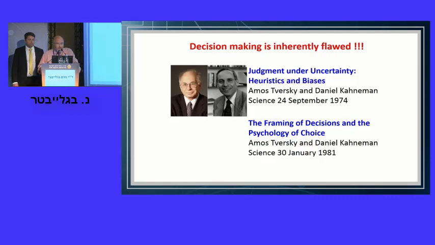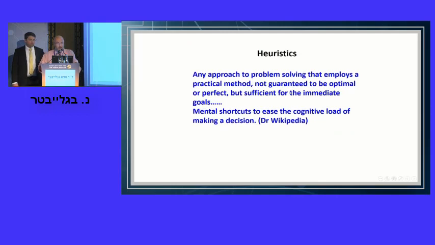So what they said actually is decision-making is inherently flawed by heuristics and biases. We all know what biases are. What are heuristics? Heuristics are mental shortcuts, not always precise, not always accurate, but always fast, and they help us to decide.